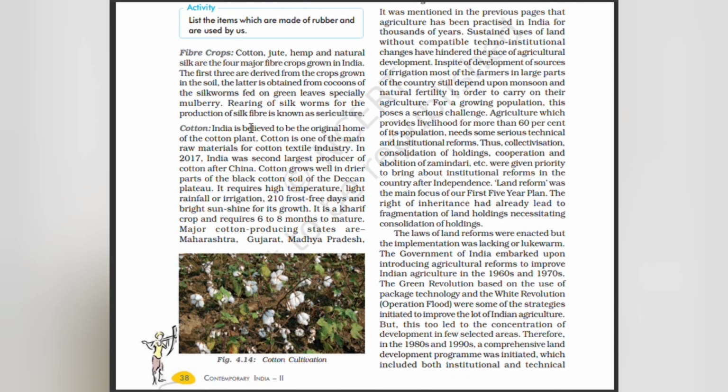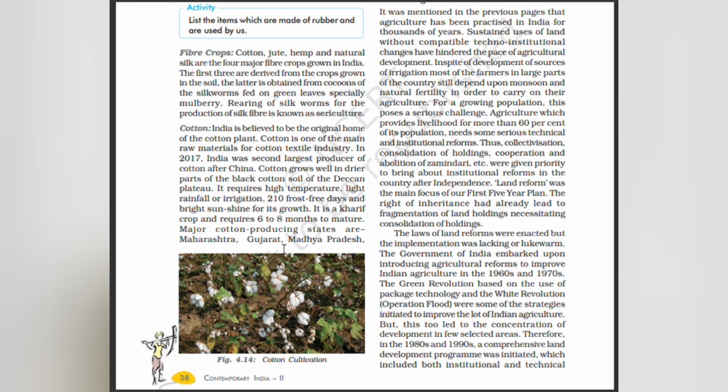Cotton. India is believed to be the original home of the cotton plant. Cotton is one of the main raw materials for the cotton textile industry. In 2017, India was the second largest producer of cotton after China. Cotton grows well in drier parts of the black cotton soil of the Deccan Plateau. It requires high temperature, light rainfall or irrigation, 210 frost-free days and bright sunshine for its growth. It is a kharif crop and requires 6 to 8 months to mature.